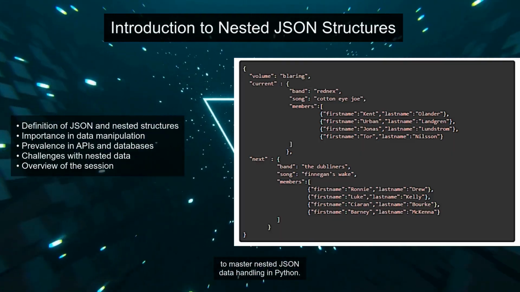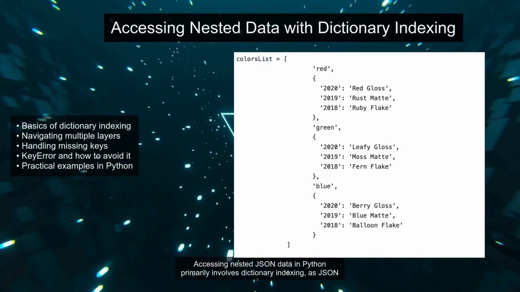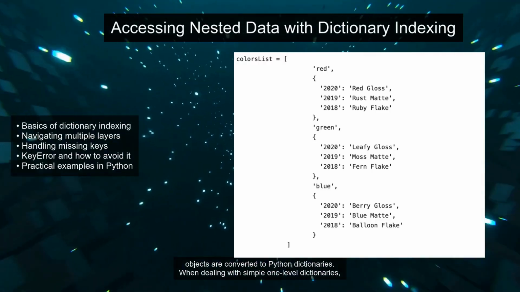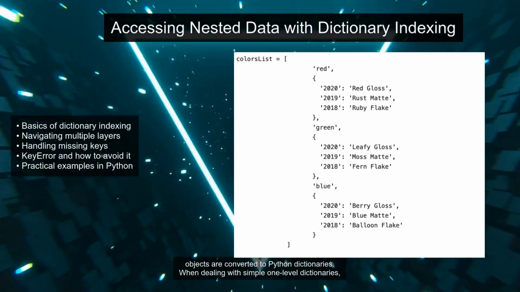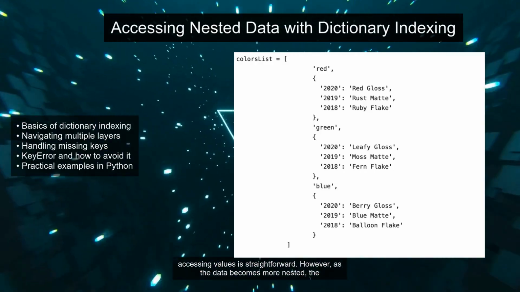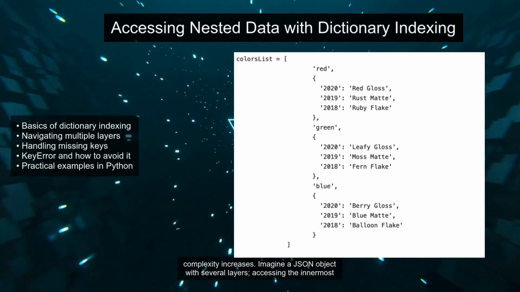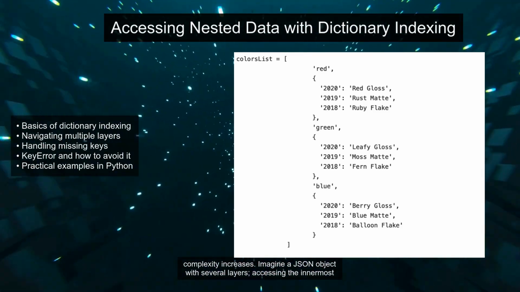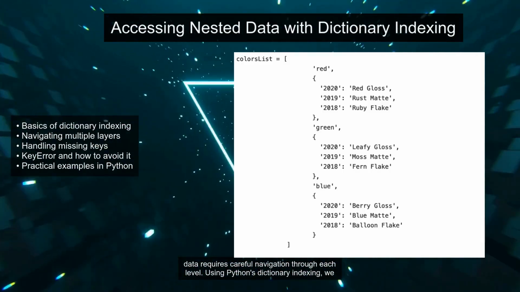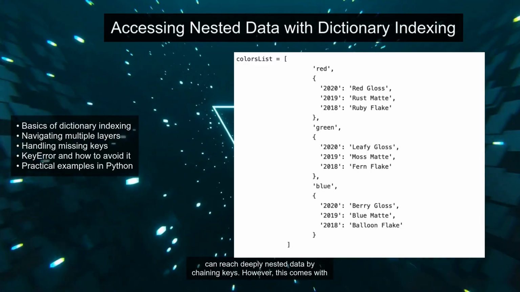data handling in Python. Accessing nested JSON data in Python primarily involves dictionary indexing, as JSON objects are converted to Python dictionaries. When dealing with simple one-level dictionaries, accessing values is straightforward. However, as the data becomes more nested, the complexity increases. Imagine a JSON object with several layers. Accessing the innermost data requires careful navigation through each level.